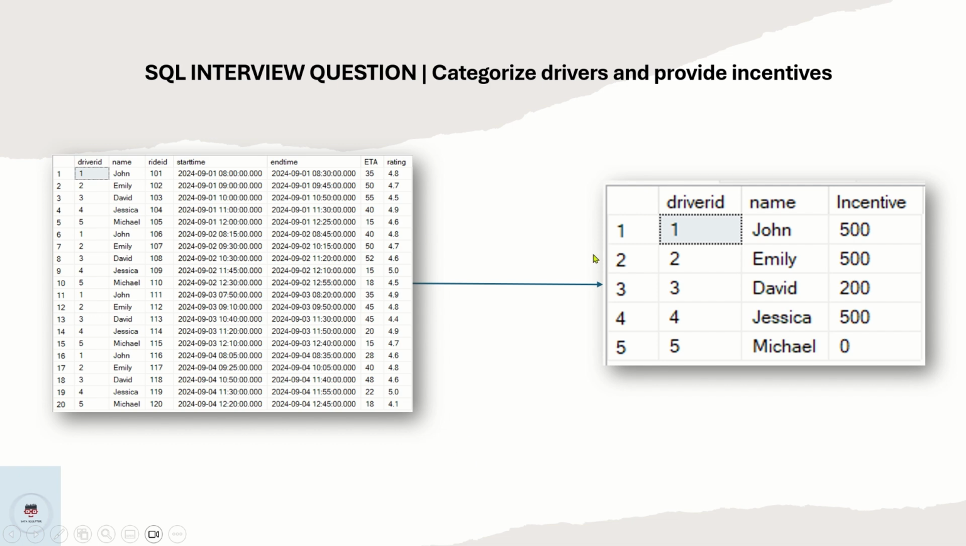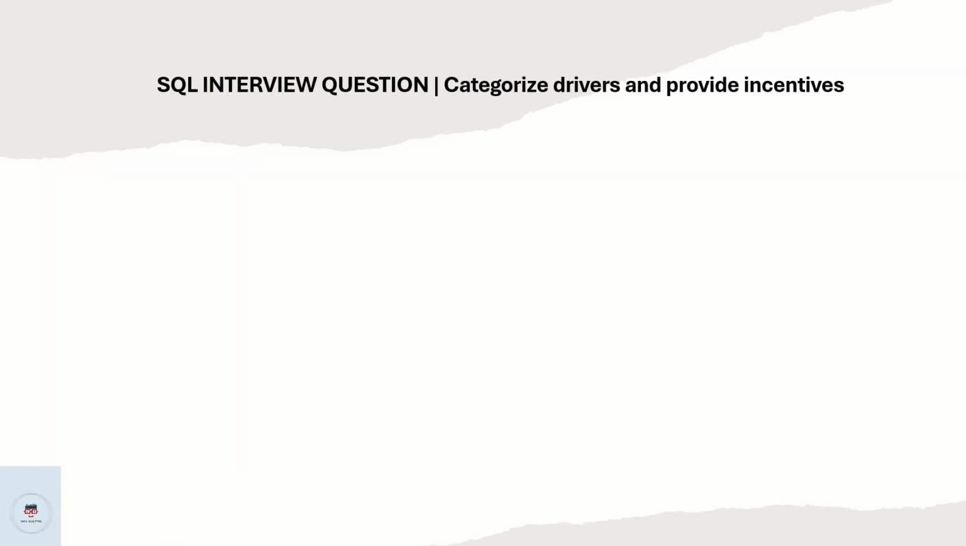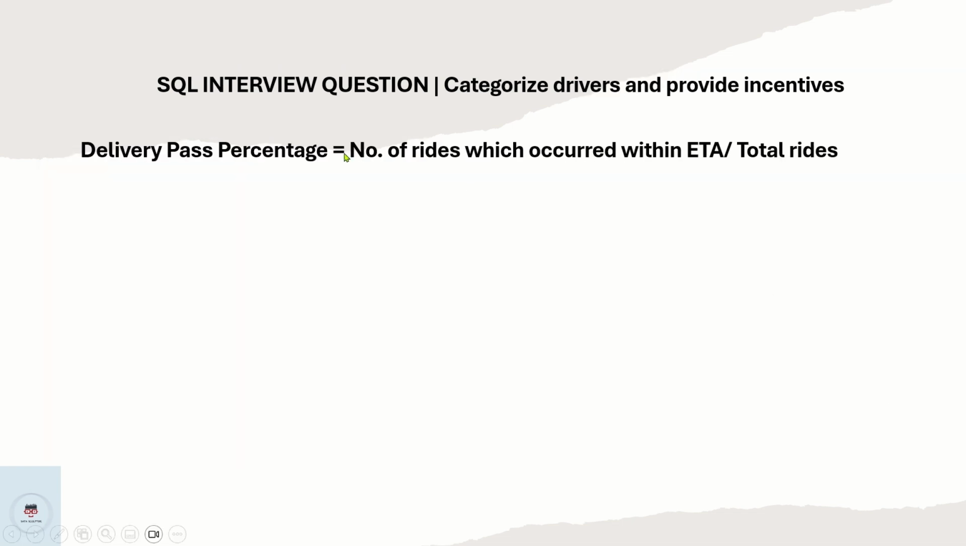Based on this data, we need to derive this output. For each and every driver, we need to assign some incentive. So let's see what rules we need to follow. First, we need to calculate the delivery pass percentage, which means the number of rides which occurred within ETA divided by the total number of rides. This is calculated for each driver. The number of rides which occurred within ETA are those where the difference between the start time and end time is less than the ETA provided for that ride.